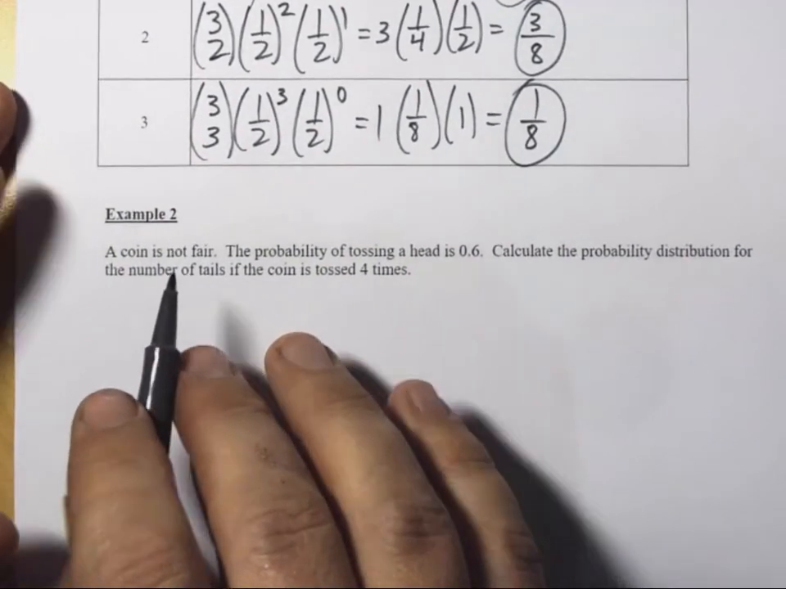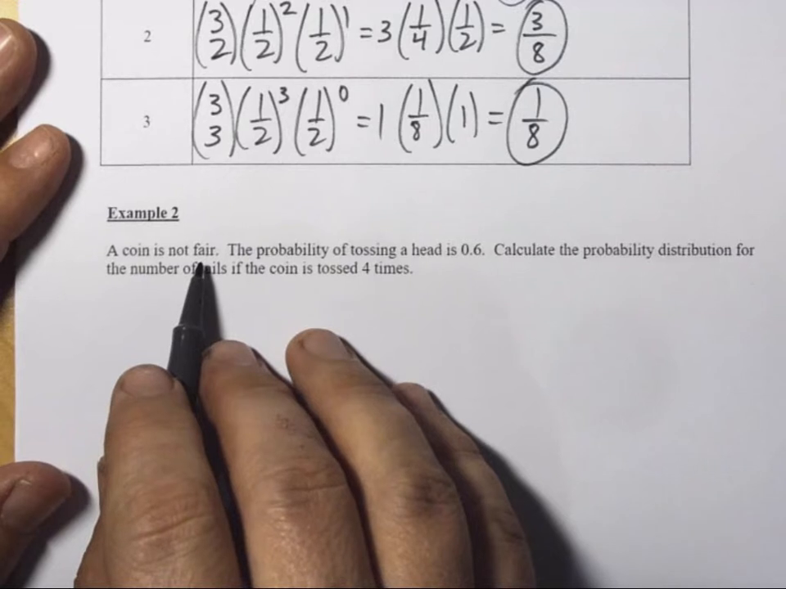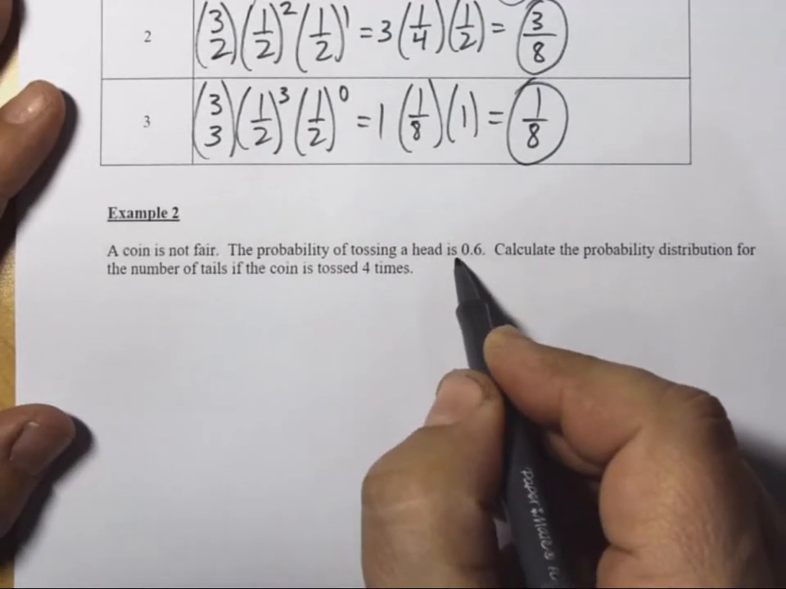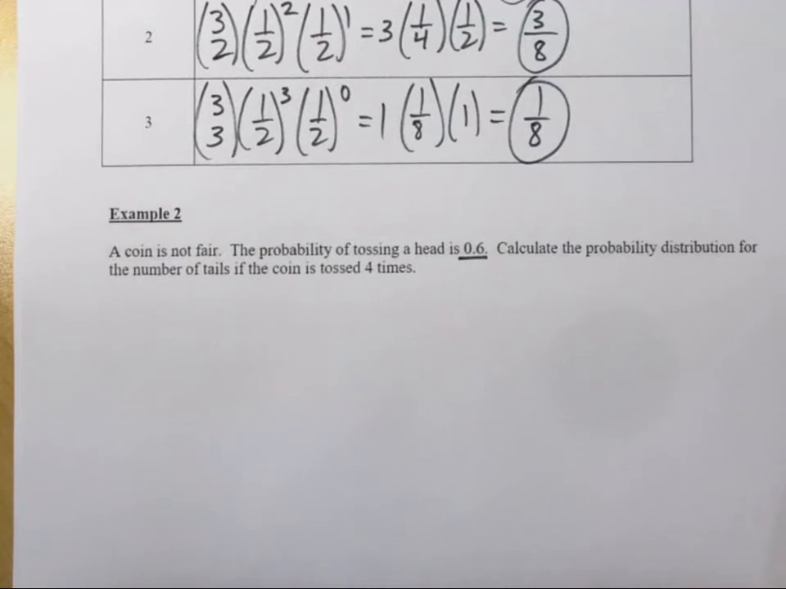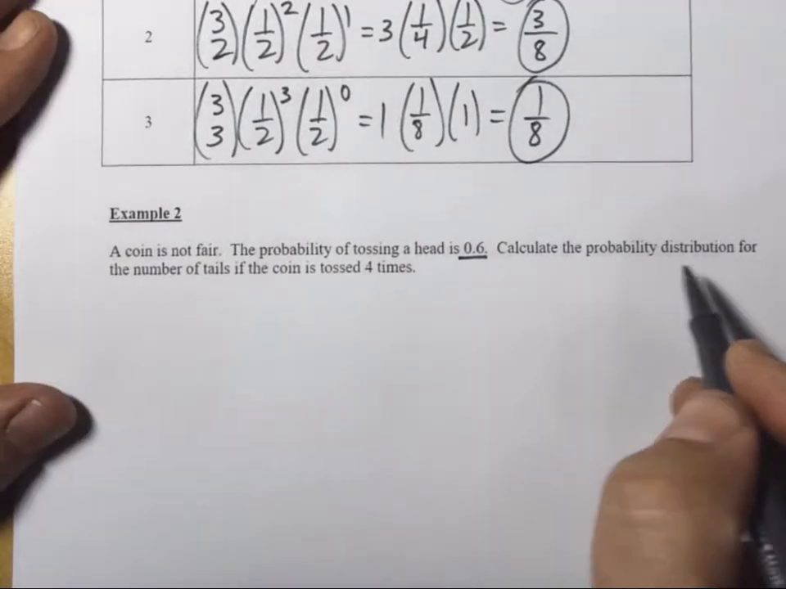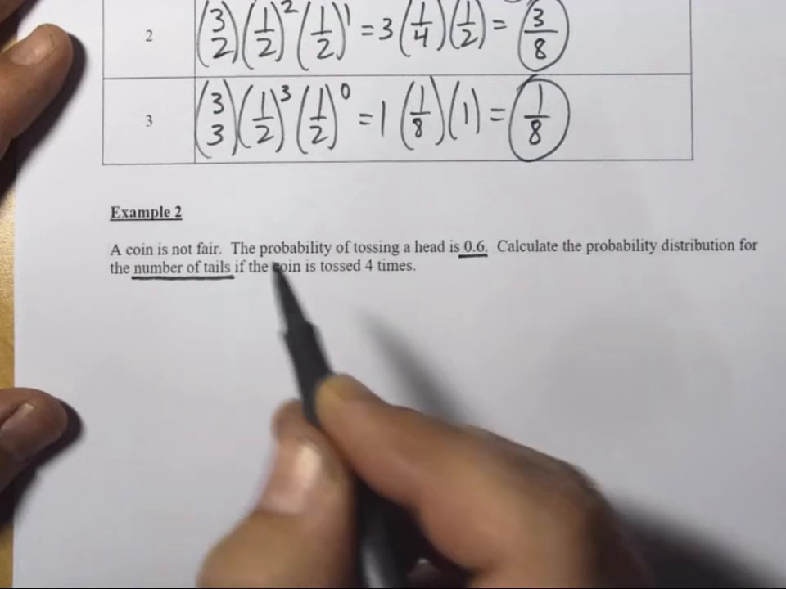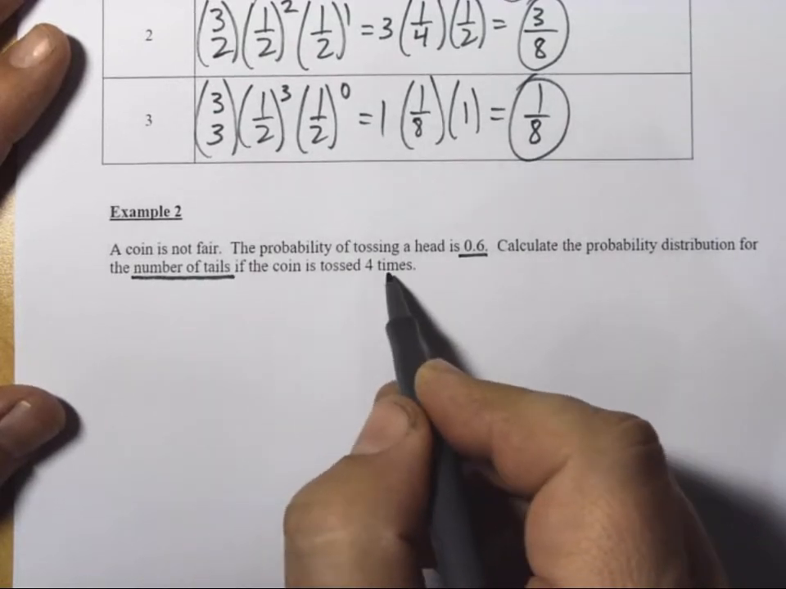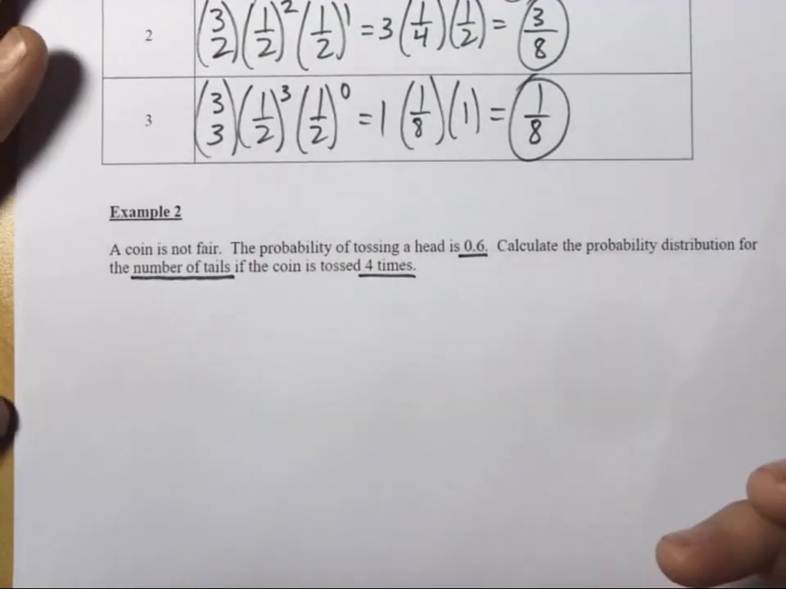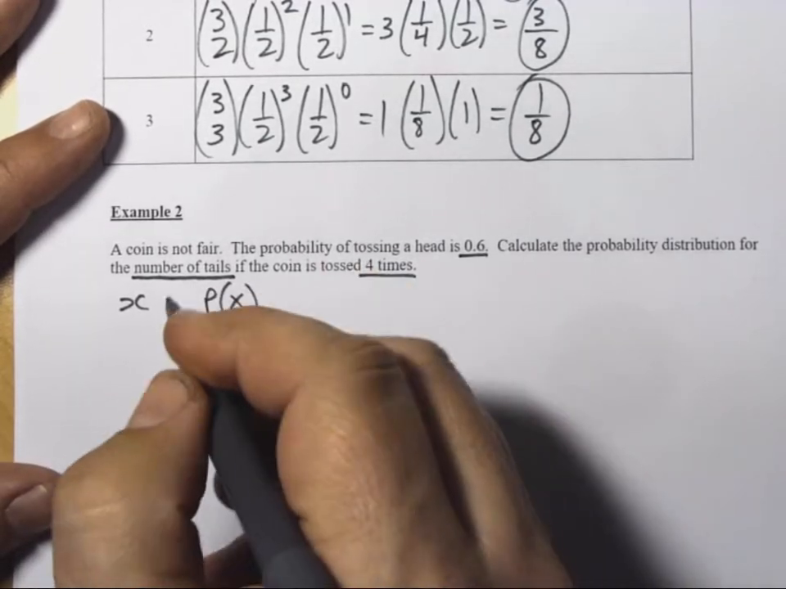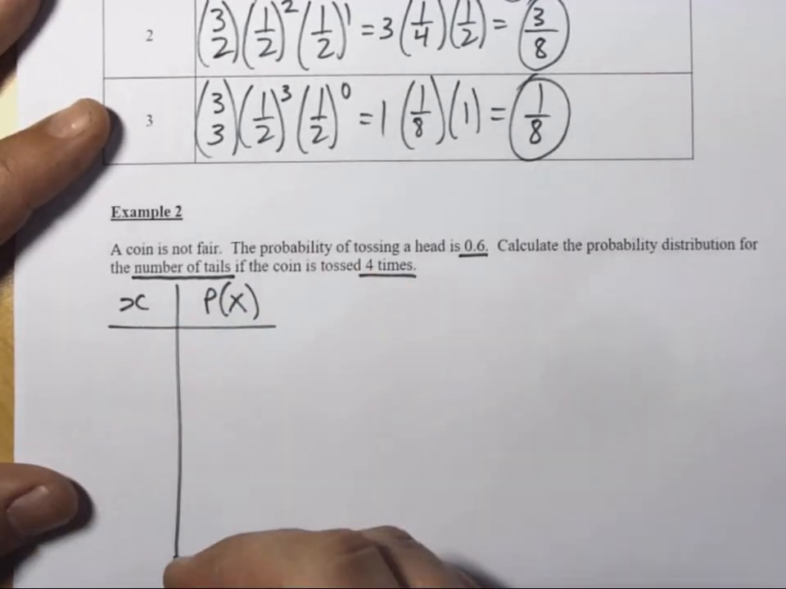In example number 2, we have a coin that's not fair. Not fair meaning it's not half and half. The probability of tossing a head is actually 60%, so there's a higher chance of tossing a head. What is the distribution for the number of tails, it says, if the coin is tossed 4 times? Okay, well, I'm going to do the first few with you at least, and then I'll let you do the rest to finish this table off.